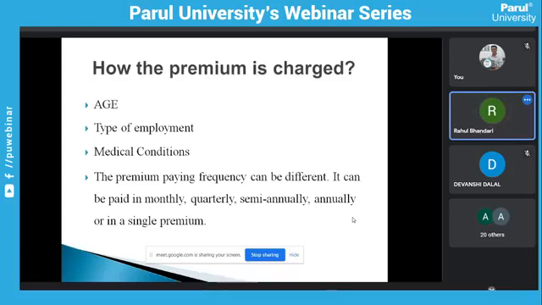So now we have seen what insurance is, how it works, and how it charges premium. Now I will move to the types of insurance. But before that, I would like to know if anyone has any doubt till now or any questions. I hope I'm audible and able to present the slides properly. Yes, sir, it's audible. Thank you, Devanshu. Okay, I assume there are no questions.